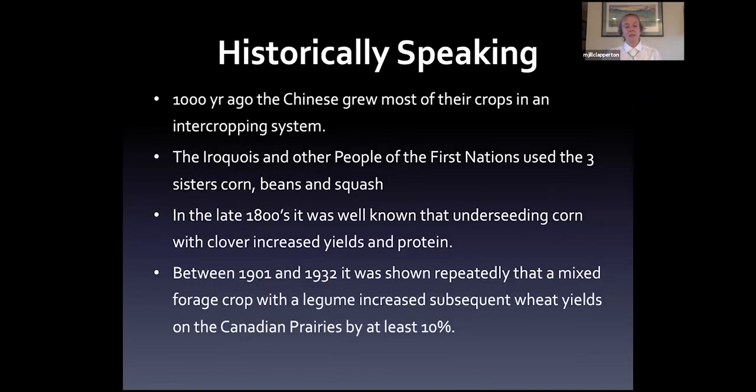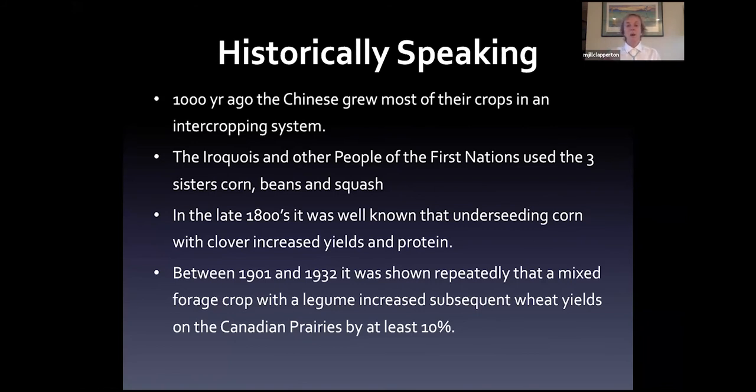So, like I said, historically speaking, we've done a lot of this. In the 1800s, we were underseeding a lot. Clover mixed in with corn. In Illinois, they knew that if you added clover into your corn, you got an increase, a yield increase. We knew that if we had mixed forages and legume crops before a wheat crop, and this is at a time when we weren't having any fertilizer, that we also got a yield bump. So we've known about these things, but when we had fertilizer, we just kind of ignored it because we could just add it. We didn't need to think about these interactions. But these interactions aren't just about nutrition, and it's not just about yield.